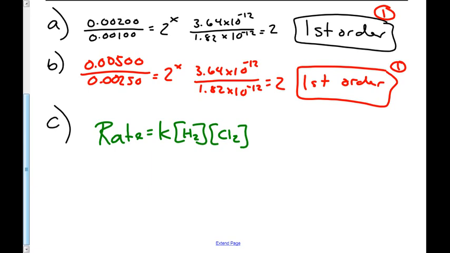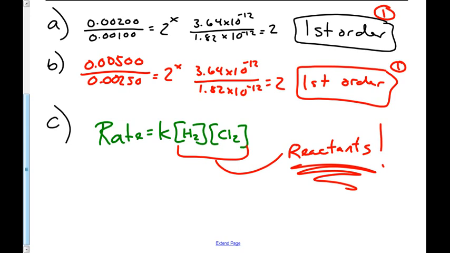So this is a little thing, but it's important. You gotta write rate, K, and then you put all the concentrations. If it were second order, it would be like that, right? Or it'd be like that. But it's not. So please, it's rate equals K times the concentrations of the different reactants only. Reactants, these are reactants. One point. And by the way, it's one point no matter what you did on A or B.